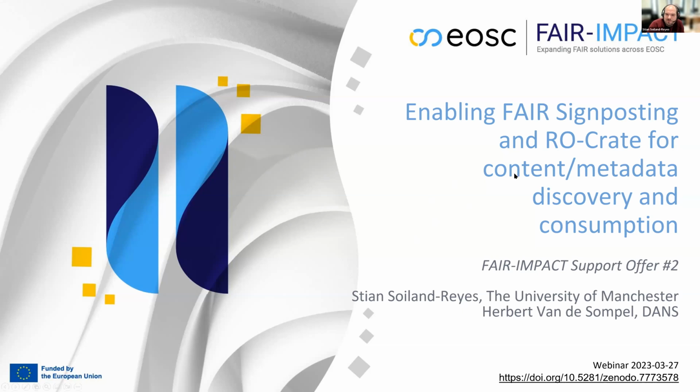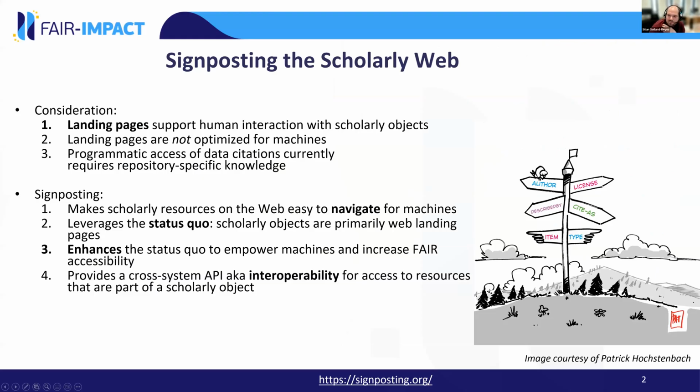So where this second support offer is combining two different technologies, or more like approaches. The first one is signposting. Signposting came out of the motivation of us seeing lots of scholarly work and other resources on the web typically have web landing pages, the good old landing pages. They're very great for humans, but not so good for machines because they're stuck with some text to navigate. And programmatic access therefore means you need lots of specific knowledge about the particular repositories.